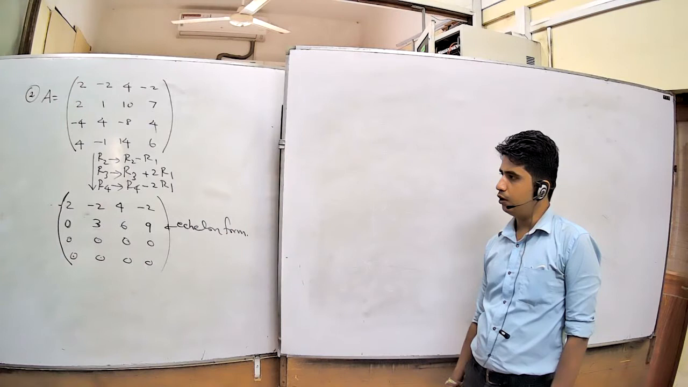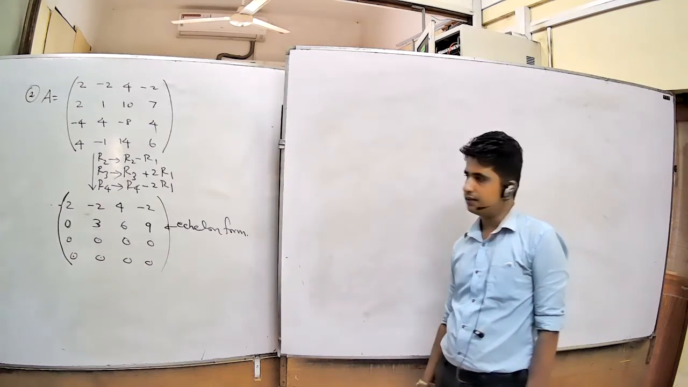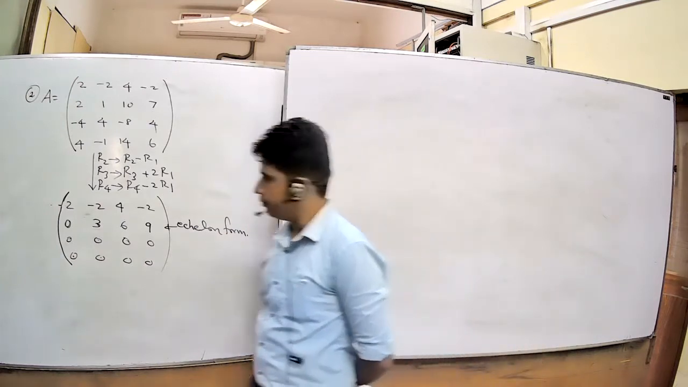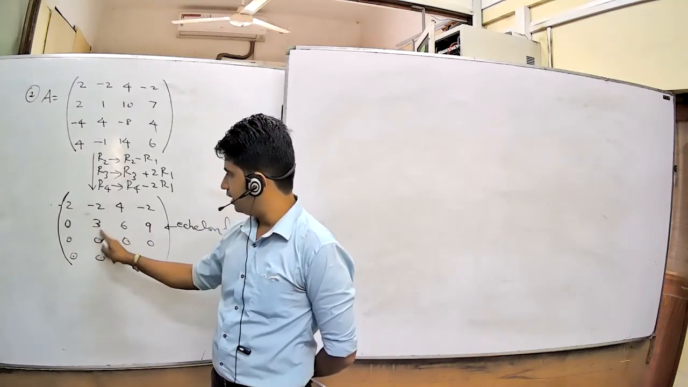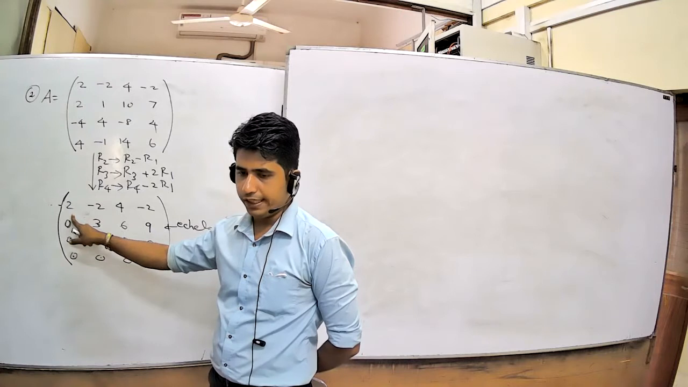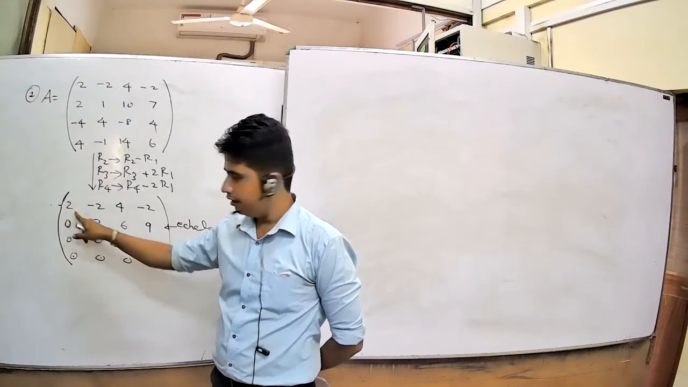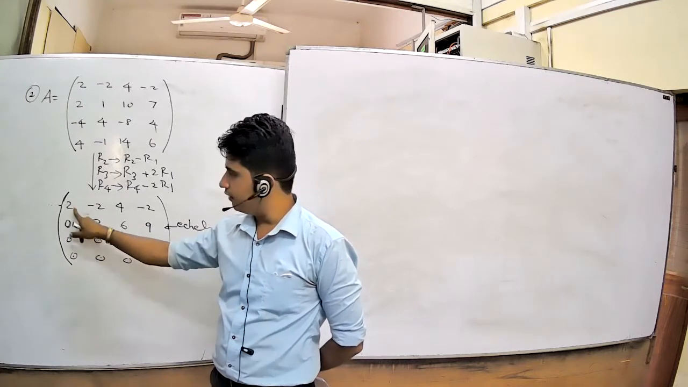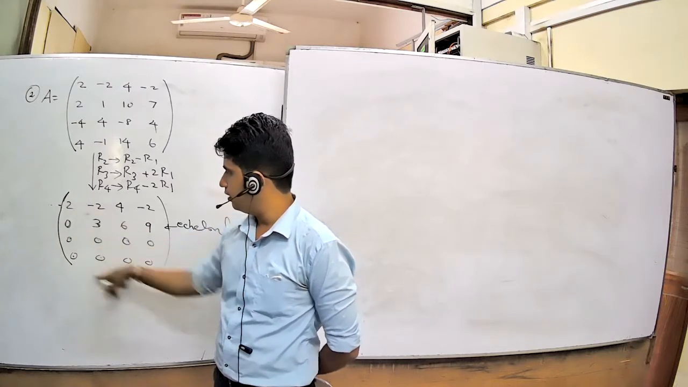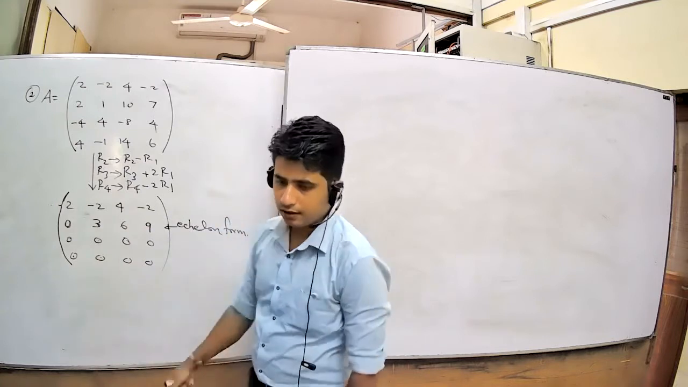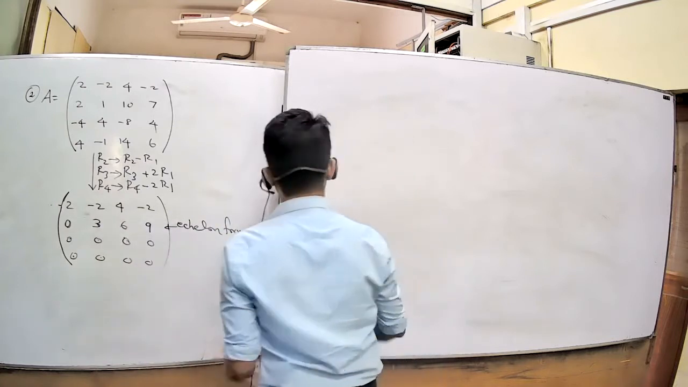Now you want to find the row reduced echelon form. How can you get it? First you identify the leading entries. Where are your leading entries? Suppose you get 1 here. Therefore, here also you want to get 1, and this value should be 0. Then you get the row reduced echelon form matrix. Simple idea.